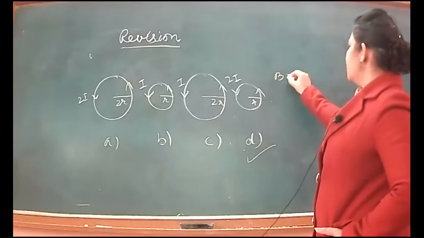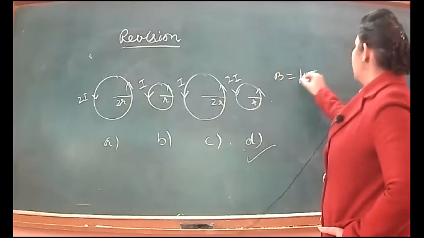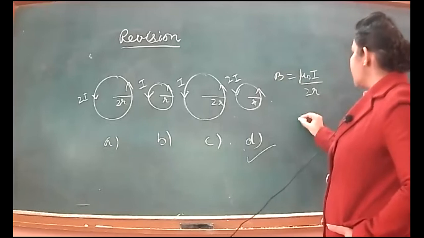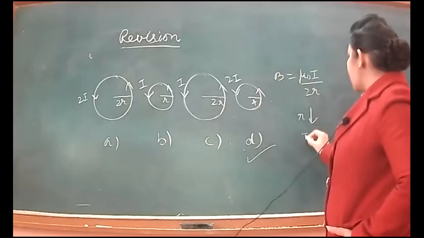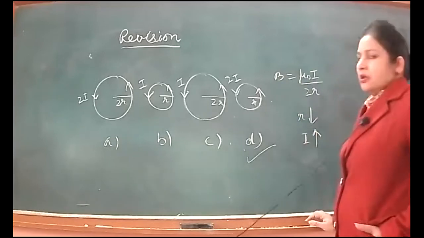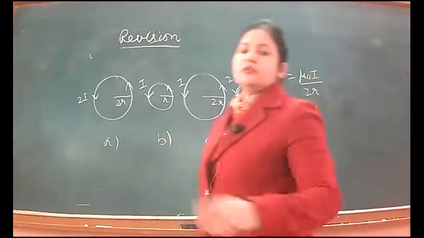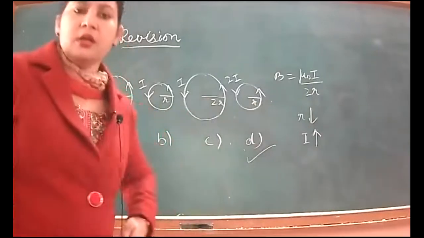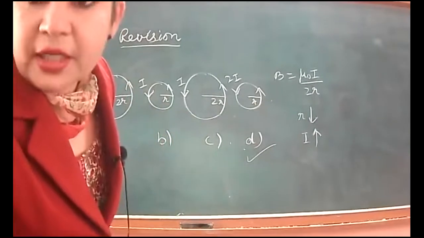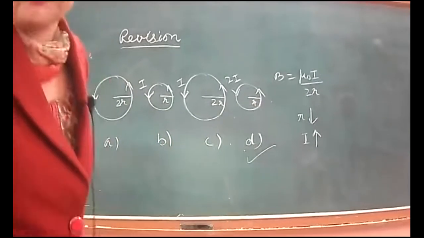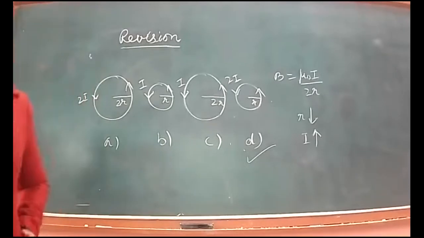Because B is equal to mu naught I over 2R. So the ring whose radius is smallest and whose current is highest, that is, the smallest radius, and the maximum current 2I is flowing through it, so D part will be your answer. So in D, the magnetic field at the center would be maximum. If it is not clear to anyone, you can ask. Is that okay, students?